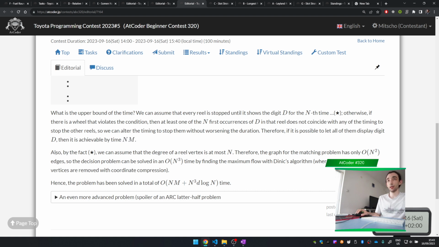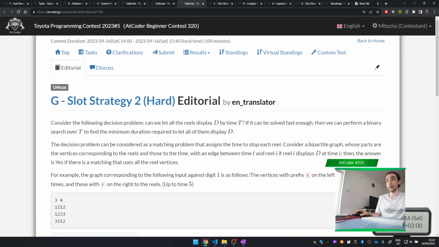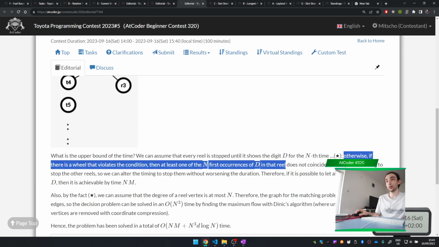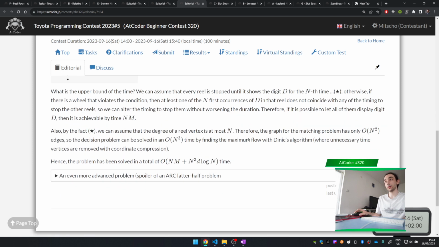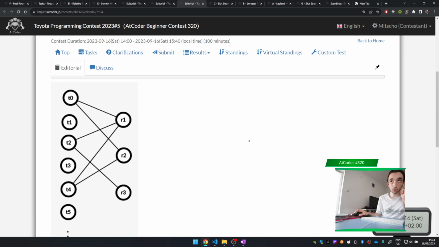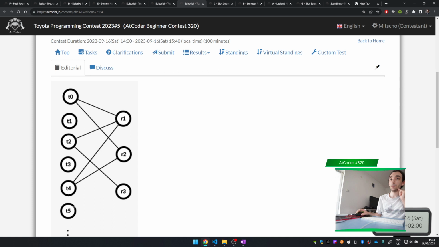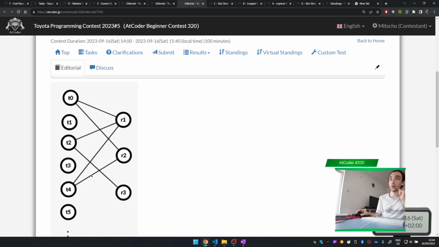Okay, so this I got. Also, by this fact, we can assume that the degree of a reel is at most n. Therefore, the matching problem has only n squared edges, and the decision problem can be solved in n cubed by maximum flow. Yeah, maximum flow, but times need to be prioritized by indices or something.